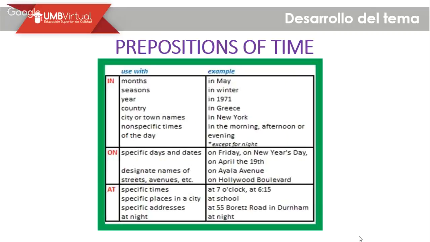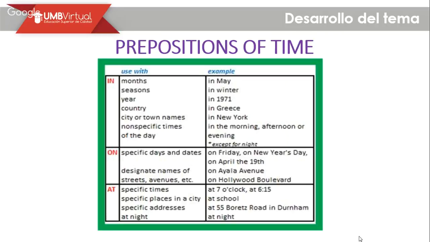The use with in is referring to what? For example, in this case, we're referring to months or seasons, year, country, city, or town names, not specific times of the day. So in November, in December, in January, everything that goes with in right away. When we are referring just to months, it's going to be with this correct preposition.